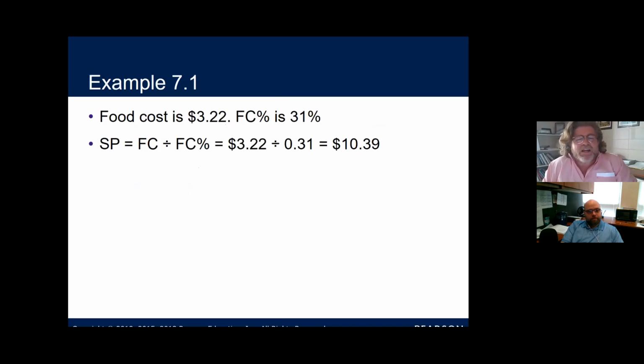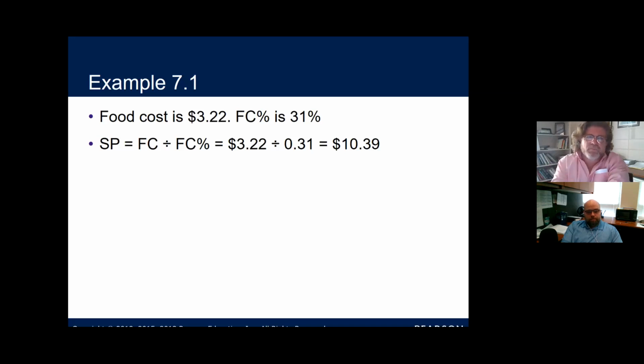So let's say that I have an item. Let's say that I have a hamburger, and my food cost on it is $3.22. My food cost percentage that I'm aiming at in my restaurant is 31%. So the hamburger costs me $3.22 to make. That's my cost in the restaurant. I want to have a food cost percentage of 31%. So the question is, how much should I charge? What should my menu price be?